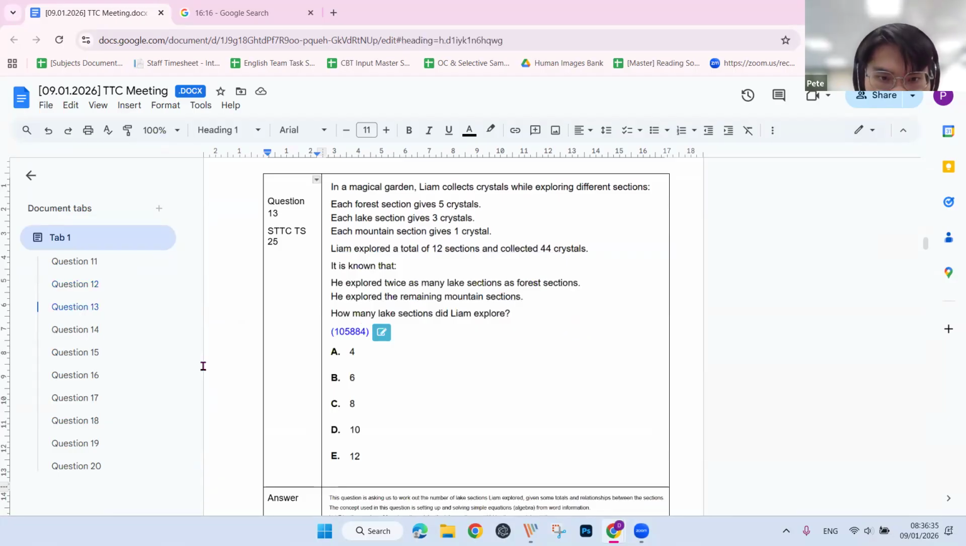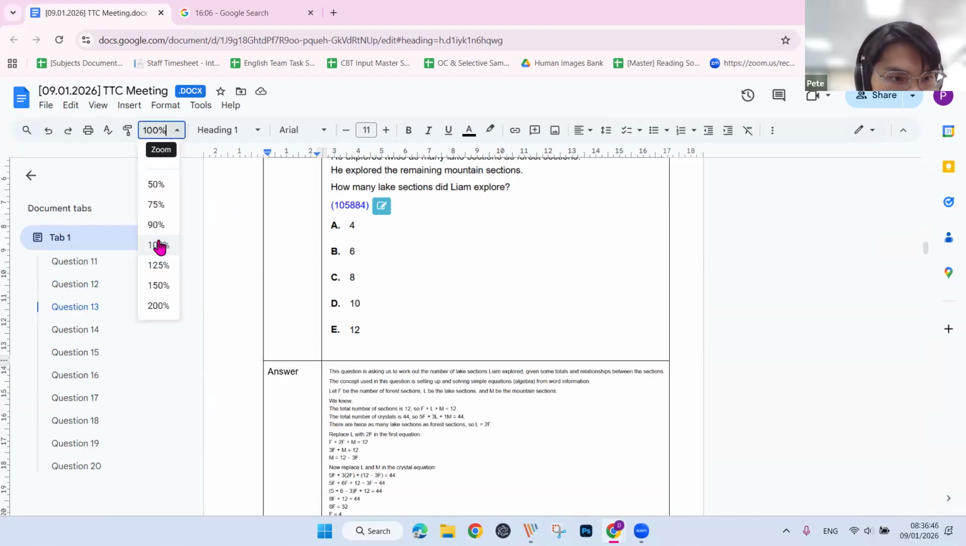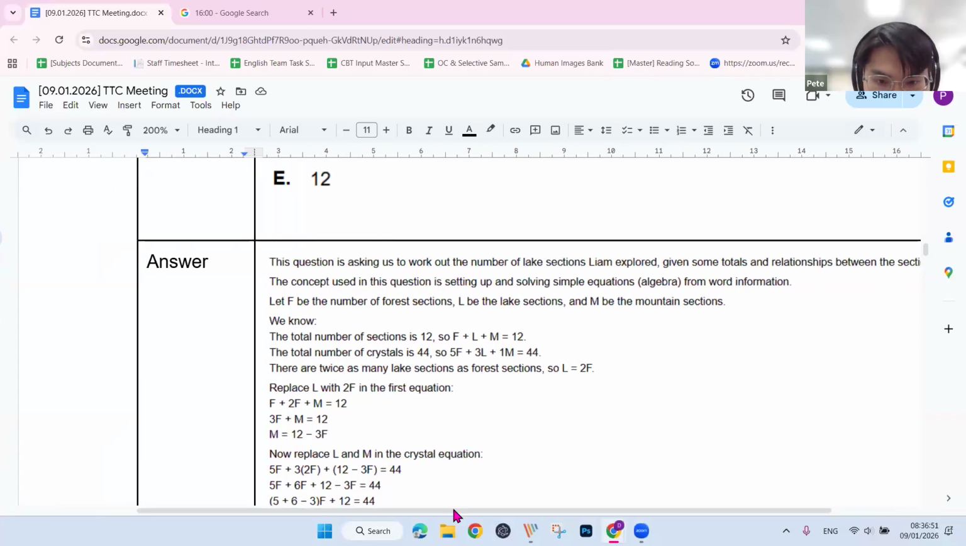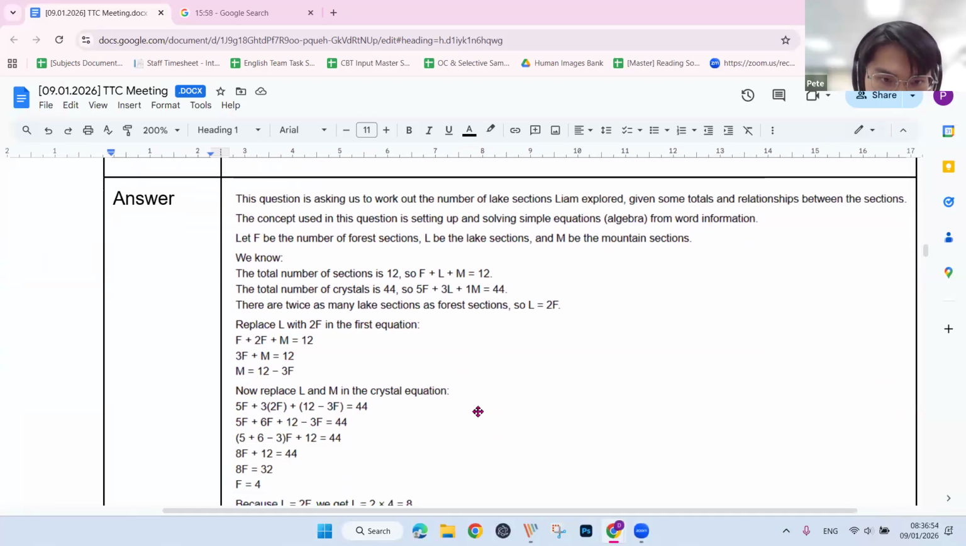Moving to the next question. This question is asking how many lake sections Liam is for. To solve this question, first let F be the number of forest sections, L be the lake sections, and M be the mountain sections. From the given information, we know that the total number of sections is 12. So the first equation is F plus L plus M equals 12.